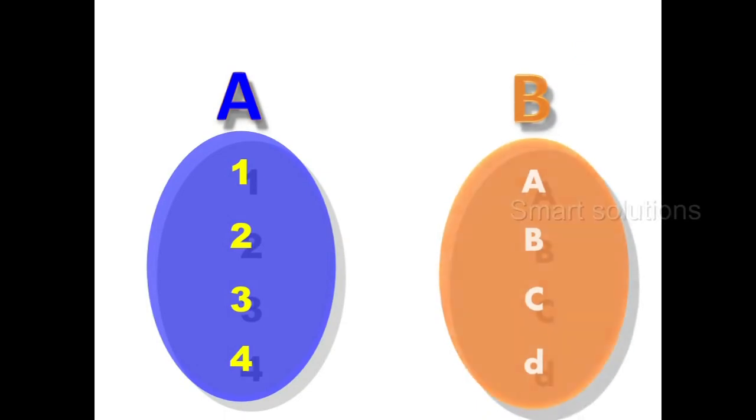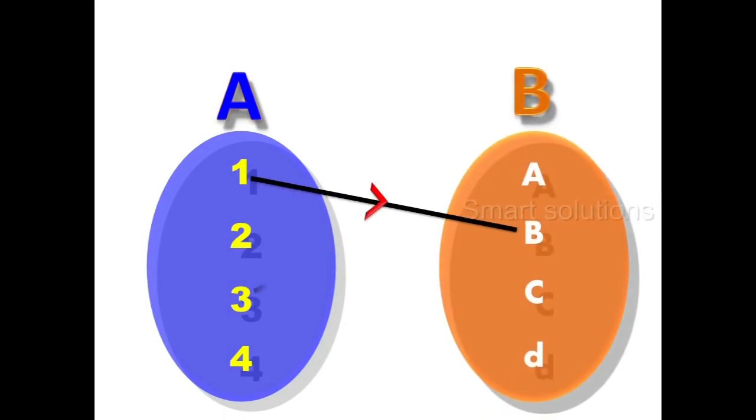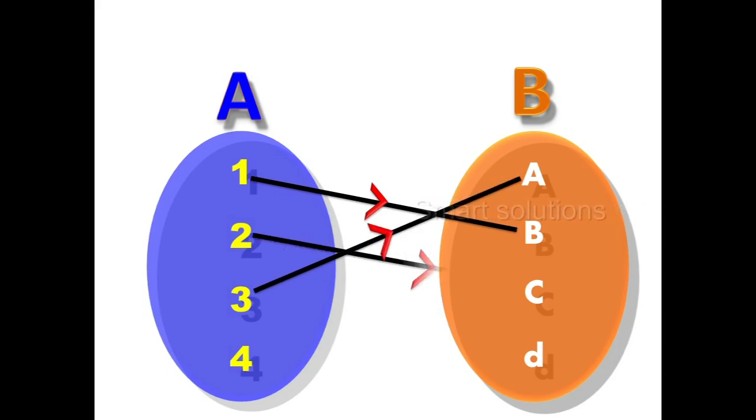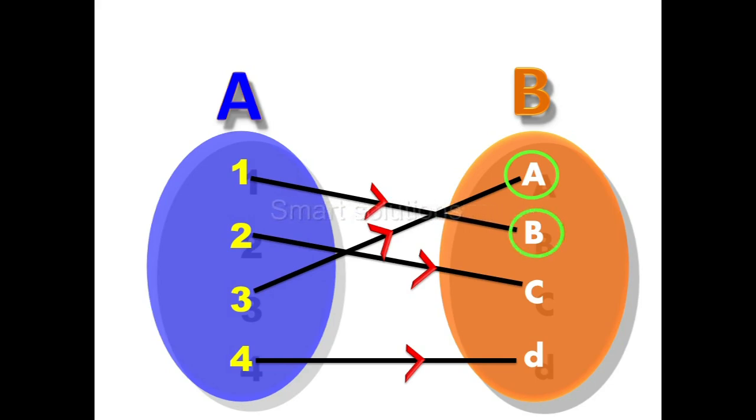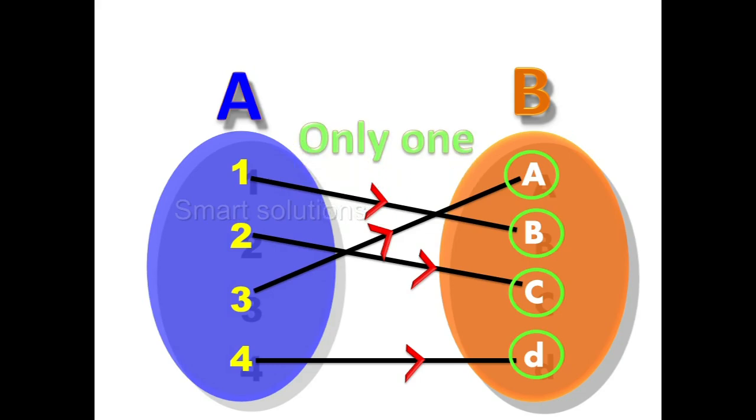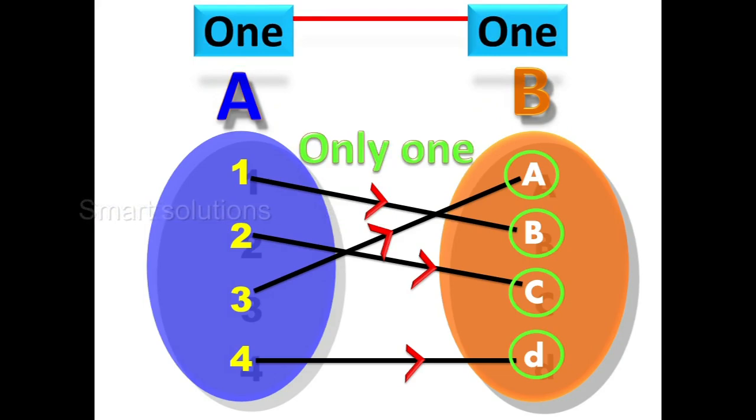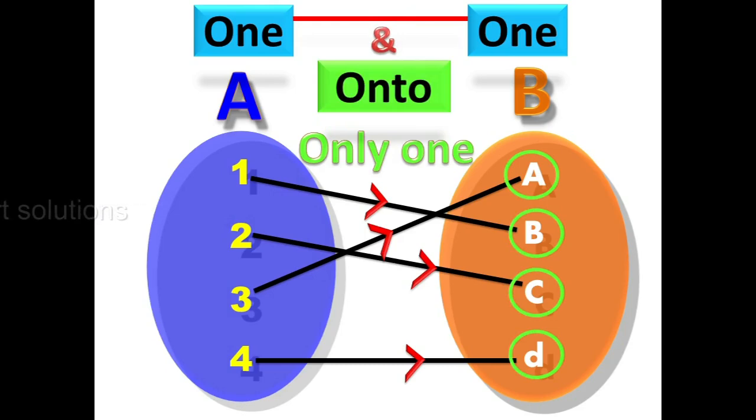Let's take another example. Here, no element of Y has more than one relation, and all elements of Y have a relation. So, this function is a one-one and onto function.